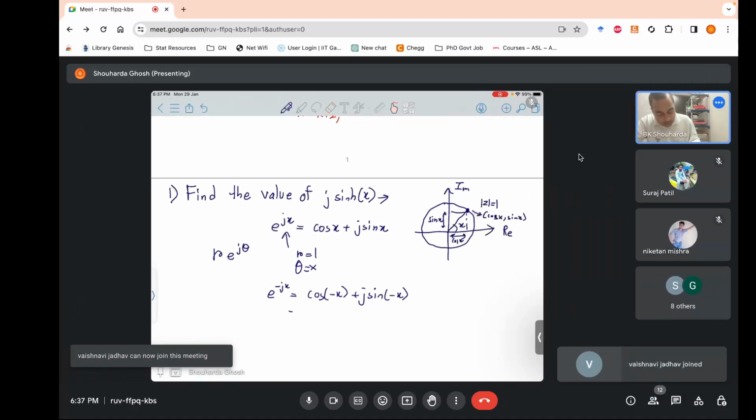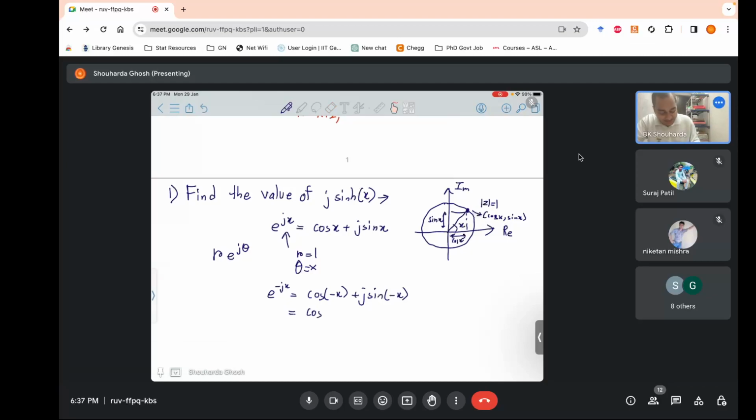What will happen? Cosine is an even function. What is an even function? I will let you know. You have these properties. So this is equation 1, this is equation 2.